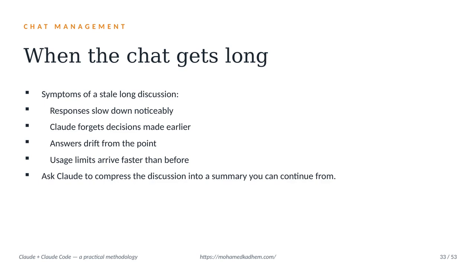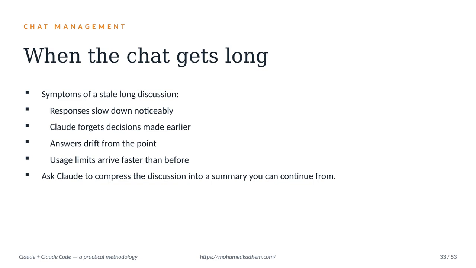You will notice the symptoms. Responses slow down noticeably. Claude starts forgetting decisions made earlier. Answers drift from the point, and your usage limits show up faster than before. When you see these signs, usually after several blocks of work, ask Claude to compress the discussion. Give it a specific instruction: summarize the key decisions, the open questions, and the current state, in a form that a new discussion could pick up. Review the summary. Save it.